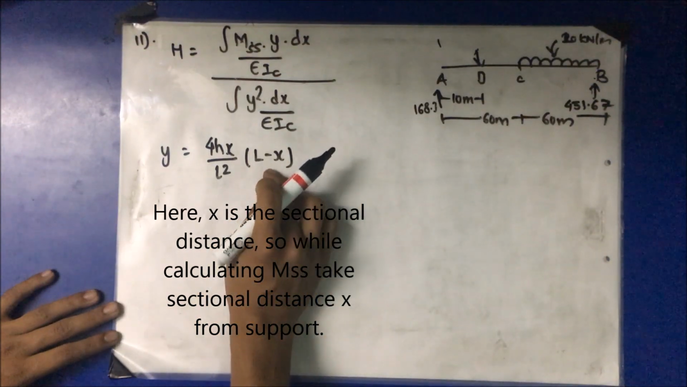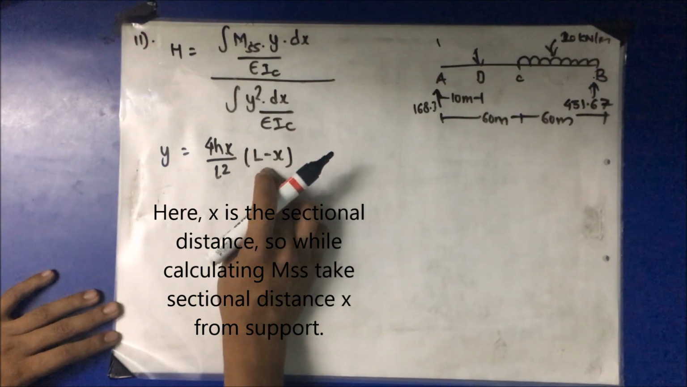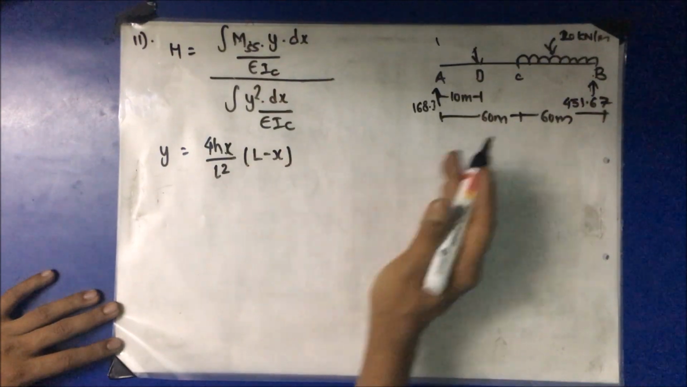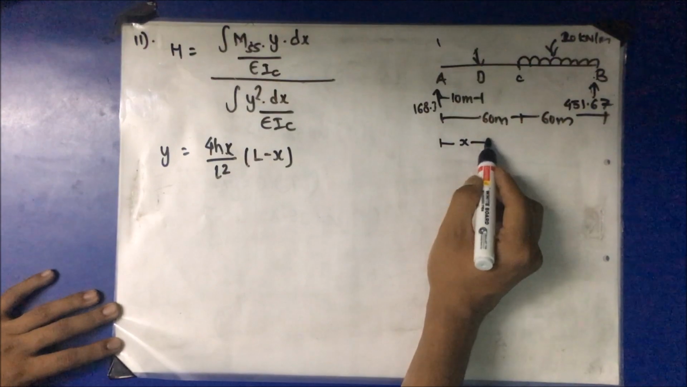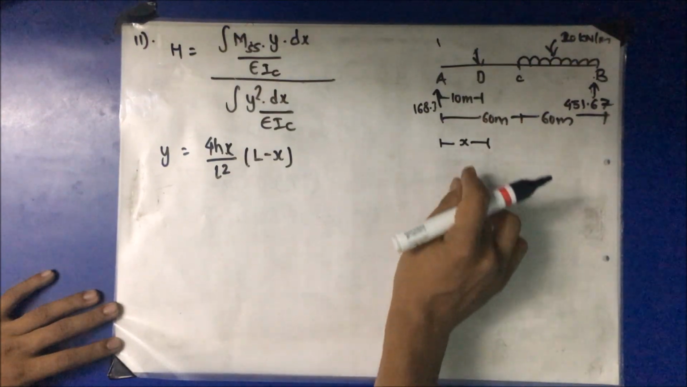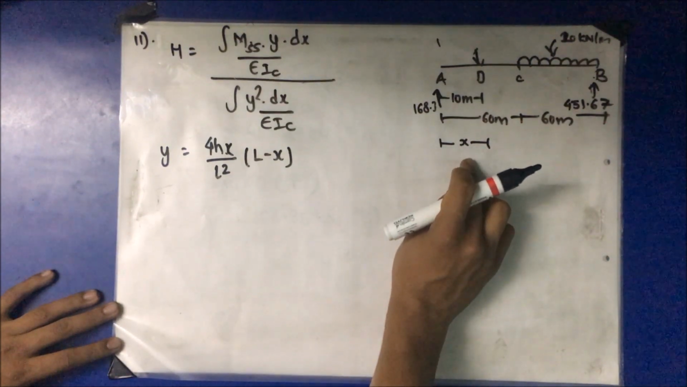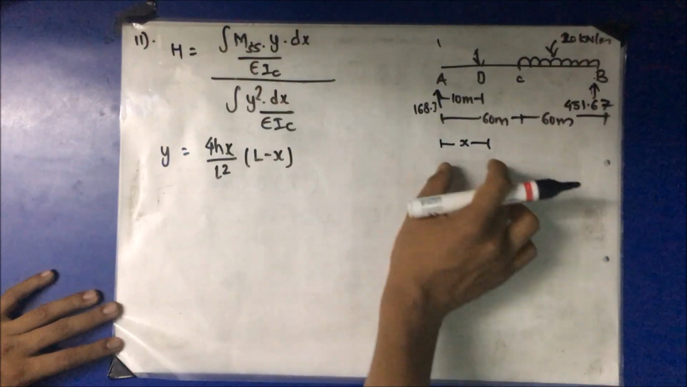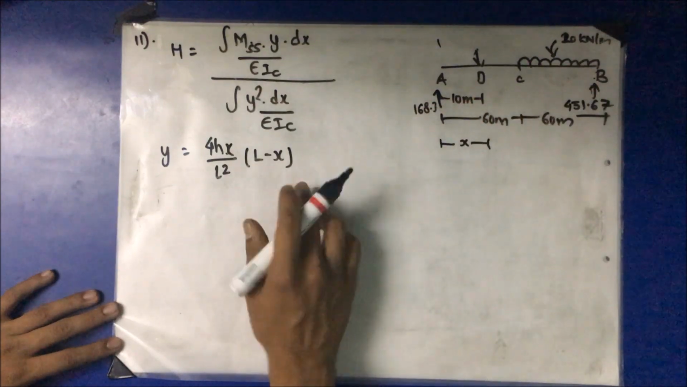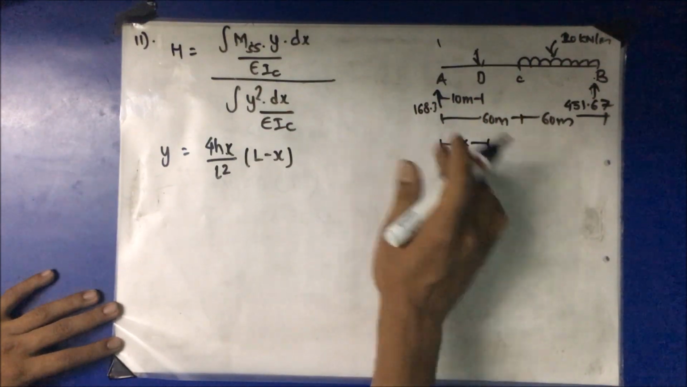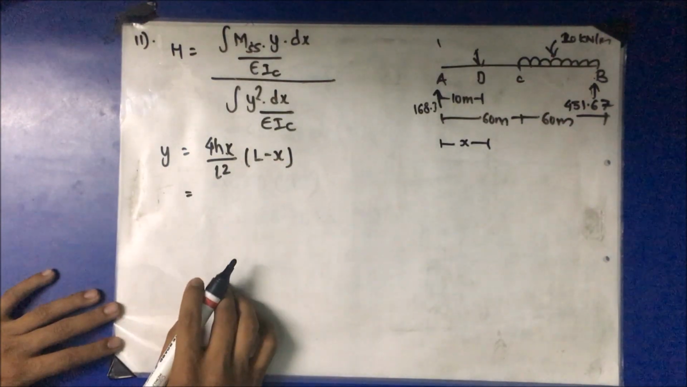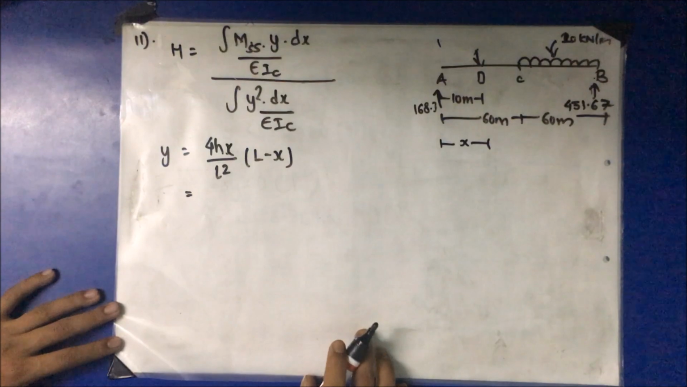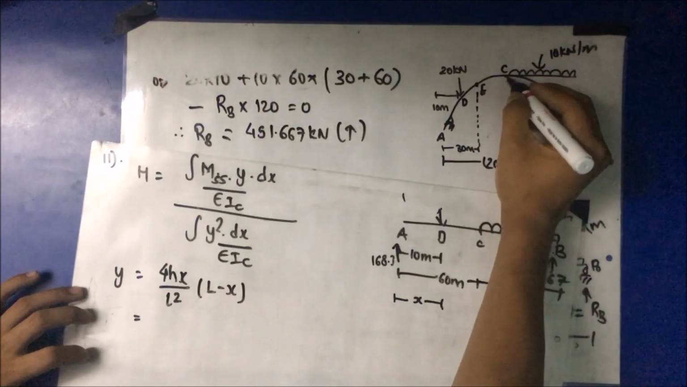Make sure you remember we are taking the distance of a section from the support, say x distance, and this will be important while calculating the moment from the table. So let me make this term clear: we take a section from the support, and in this case h is 20.